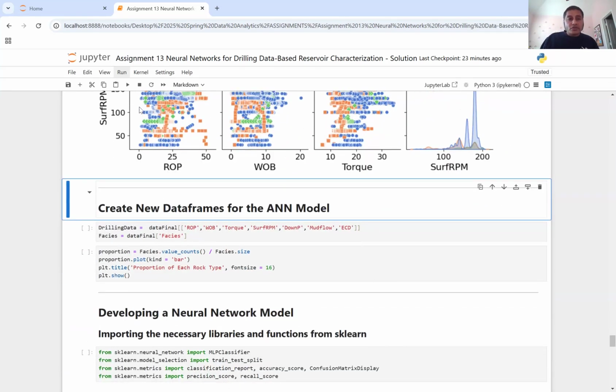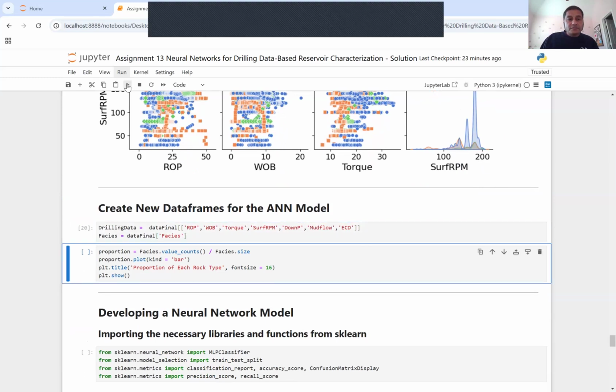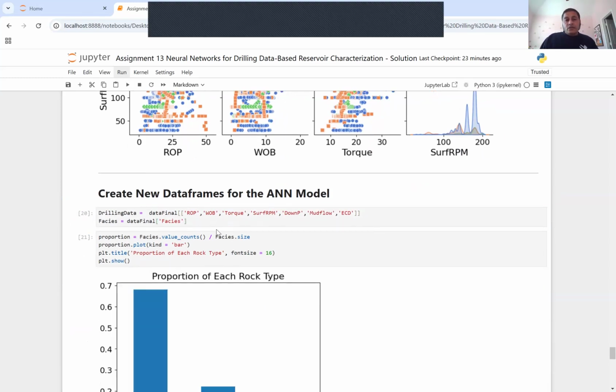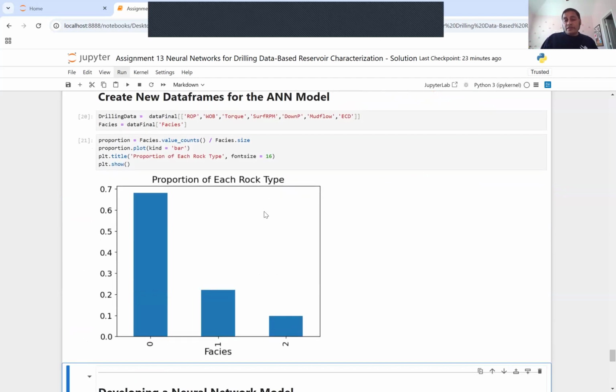We're going to select our input features and our target variable. And we can also look at the proportion of the facies within the data set. Facies 0 constitutes about 70% of the data set. Facies 1 is about 25%, and facies 2 is about 10%. So this is just something to keep in mind.